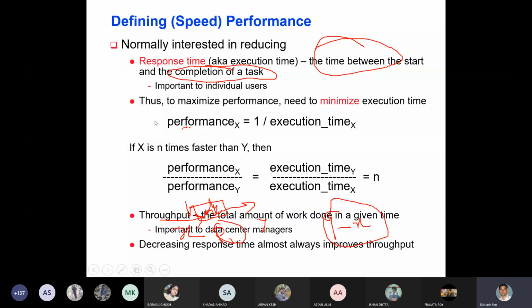So if x is n times faster than y, we can write performance x by performance y, in the reverse way, execution time y by execution time x, equal to n. This is the factor you can write in this way. Is it clear? Throughput is the total amount of work done in a given time, important to the data manager. Decreasing response time always improves the throughput. That means a large number of outputs will come out.